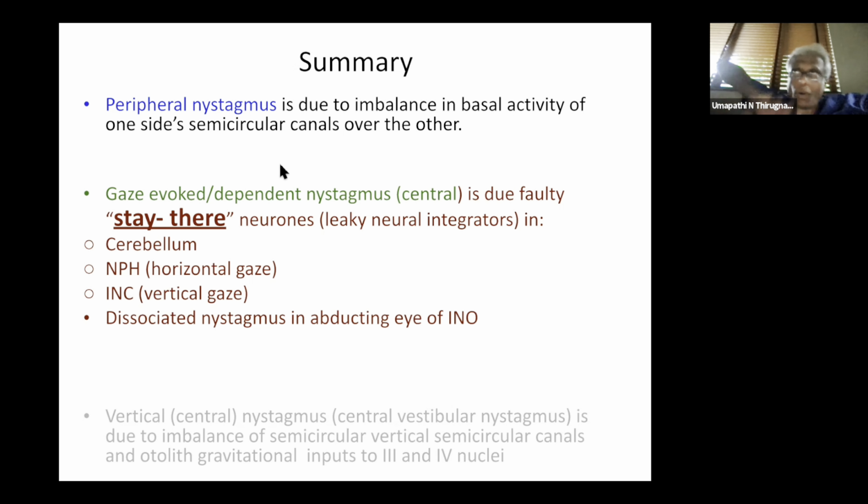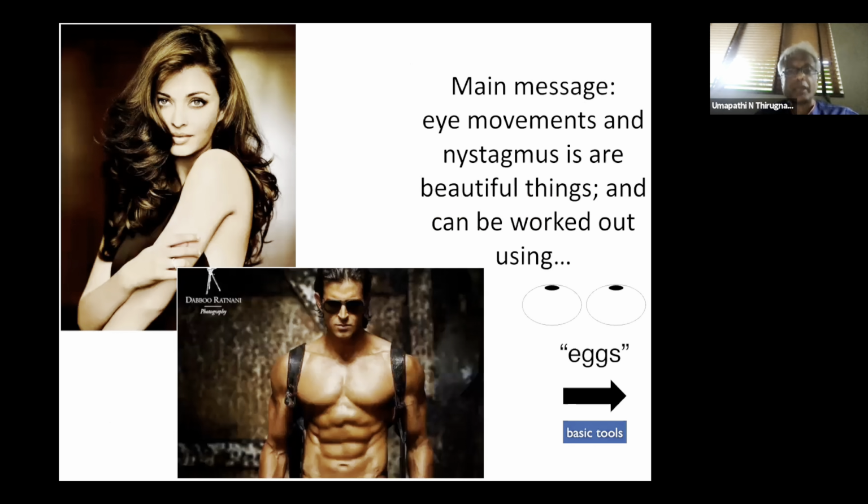So therefore, vertical nystagmus can never be peripheral, always central. And that's the summary for the last part. I hope I've convinced you that eye movements and nystagmus are indeed beautiful, and you don't need any memory work for it.